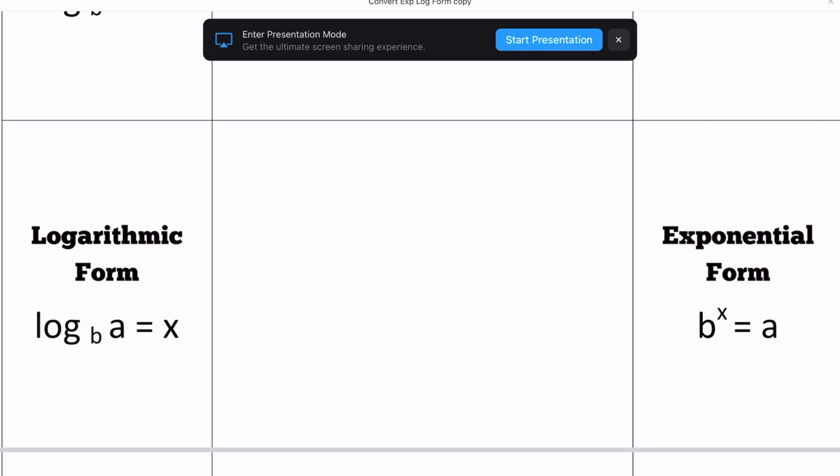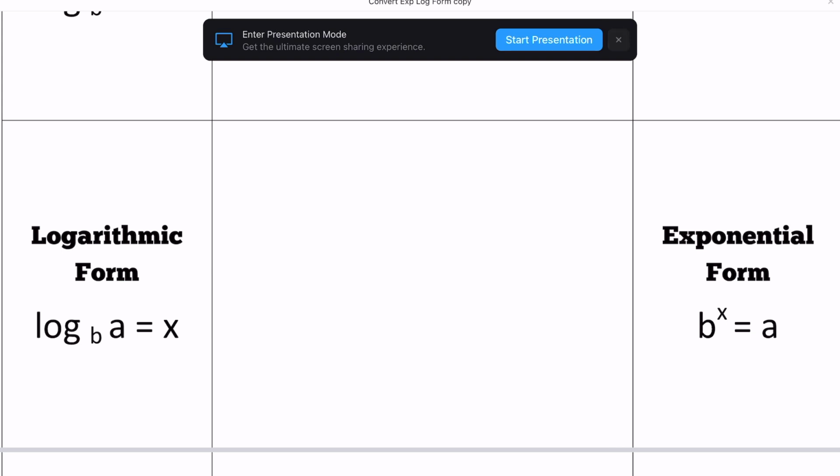Hi guys, so today we're going to talk about converting between exponential and logarithmic forms. From the video you just watched, hopefully you realize that a logarithm is just a way to rewrite exponents and exponential equations. A very simple definition is that a logarithm is just a fancy exponent.